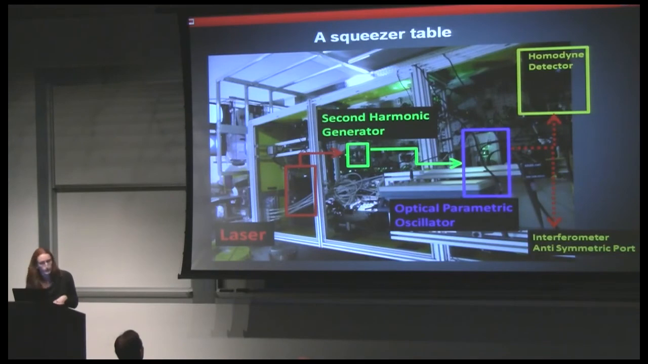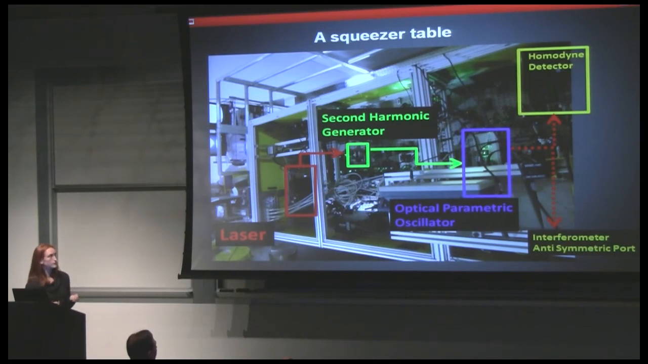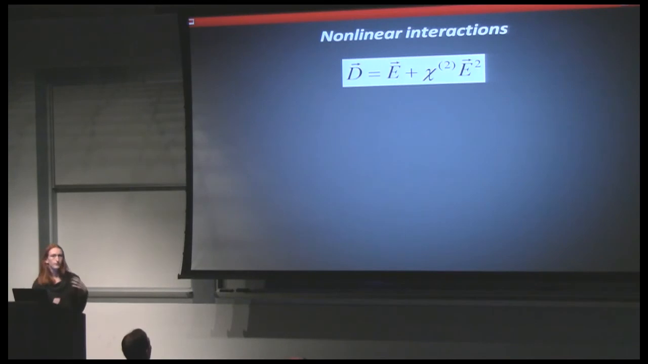All right, so this is just a picture of our squeezer, just showing you some of the important parts. We have a laser that's locked at the frequency of the interferometer laser. And then there's a second harmonic generator where the frequency of that laser is just doubled so that it becomes green light. And the OPO is the cavity where those correlations are created. Then a squeezed state exits the OPO, and we can either send it onto our local homodyne detector, which we use to characterize the performance of the squeezer, or we can send it into the antisymmetric port of the interferometer.